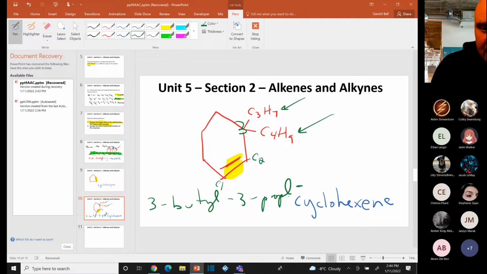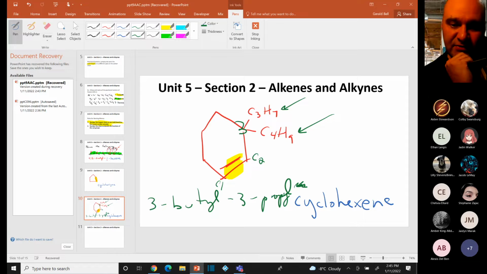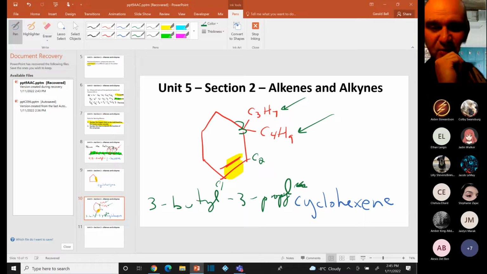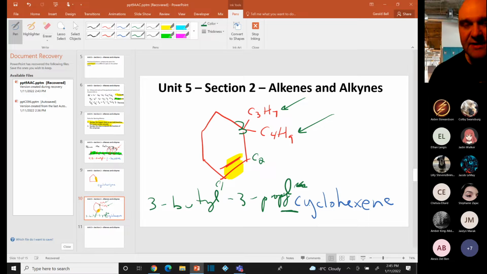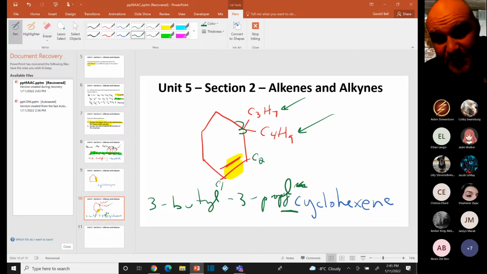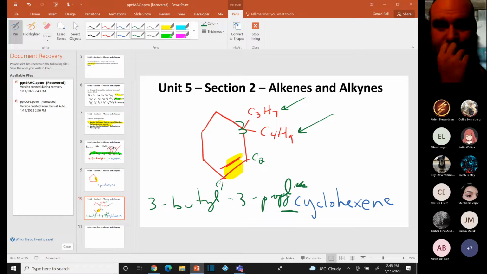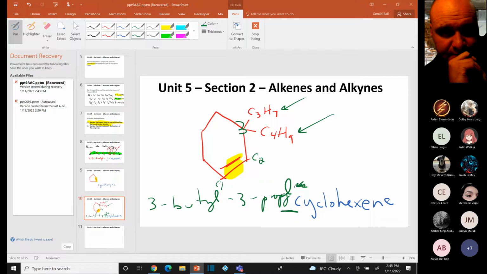Oh man, I kind of ran out of space there. And then there wouldn't be a dash there, yeah. So that worked out nicely. So 3 butyl dash 3 propyl cyclohexene. And I'm going to put that all as one word because there's no number in between. So I wouldn't put a dash there. So that covers everything with a double bond.